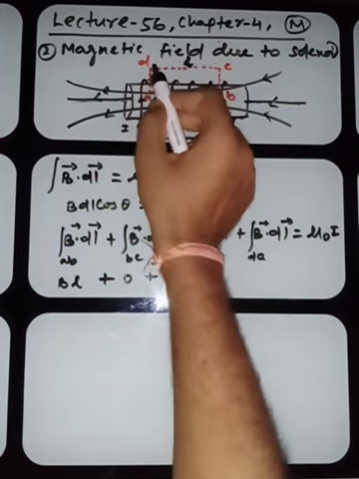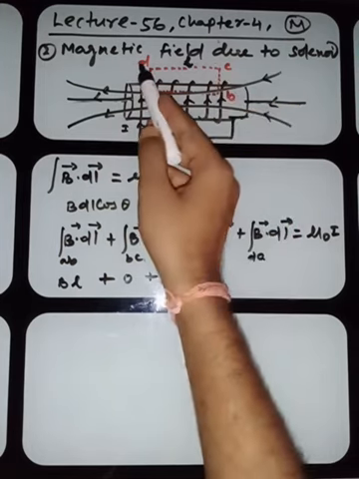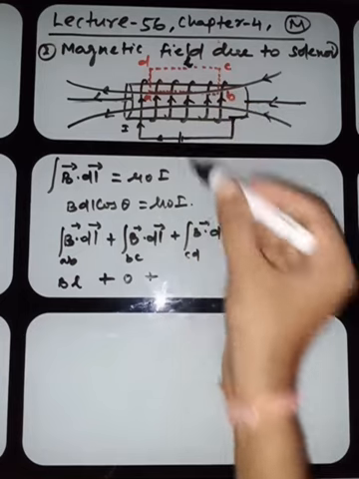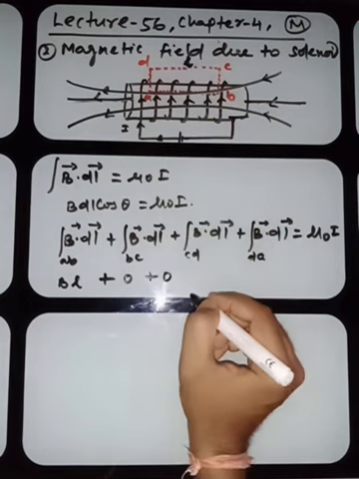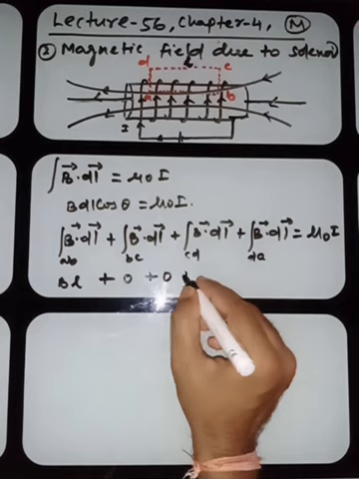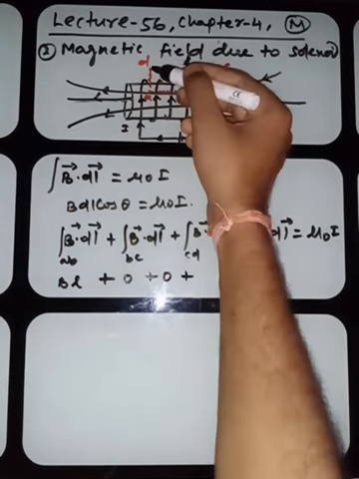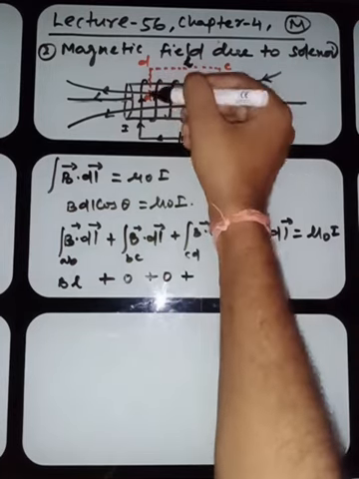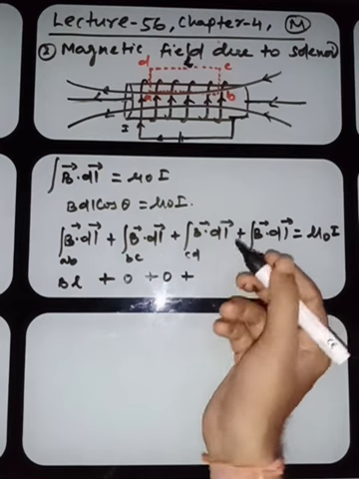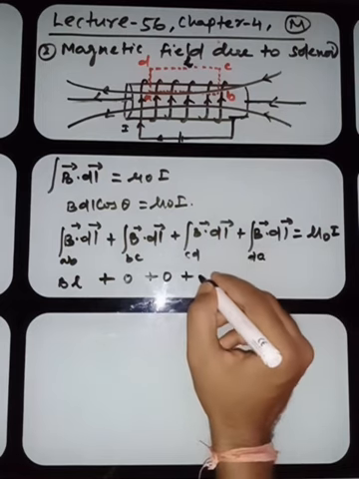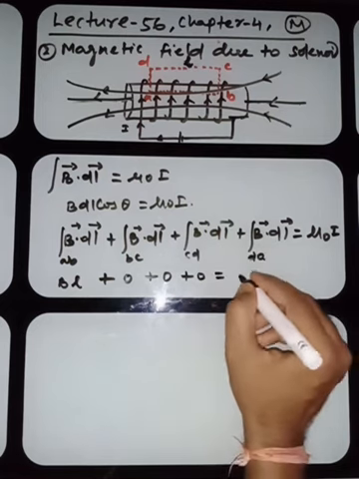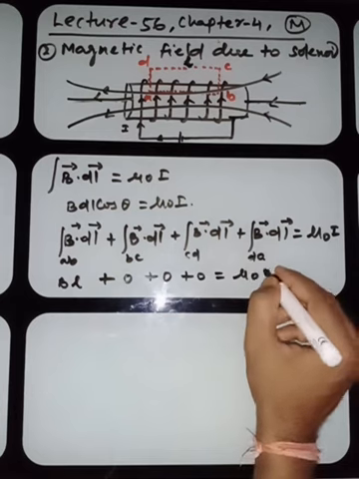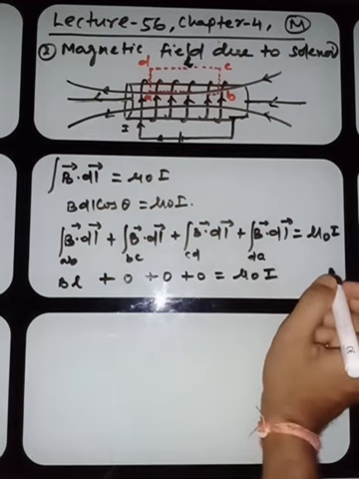This CD is outside the magnetic field. The current is not enclosed and the magnetic field is not present, so this is already 0. Plus, now this dl for DA: again DA is perpendicular to the magnetic field, so theta is 90 degrees and this is 0. Now, mu naught times current: how much total current is enclosed within this loop?